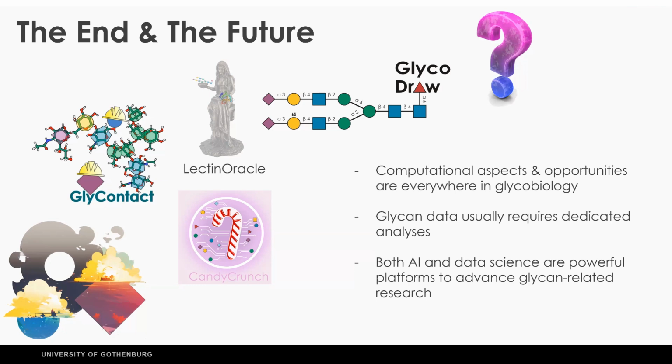Still, there is a lot to be done, of course, especially because everything glycan-related requires dedicated analysis, requires custom tools and custom platforms, because we are special little snowflakes, unfortunately. But that also is fun, so there's still a lot to do here, and now also joined by our 3D arm and angle as well.